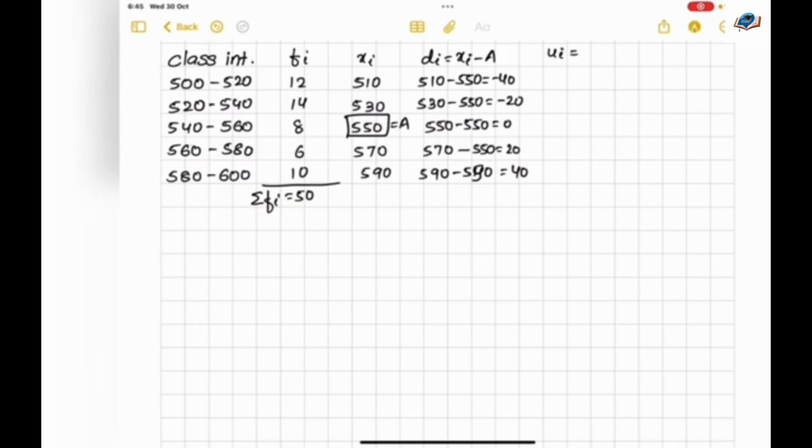Now, the next step is ui, that is either I can say xi minus a upon h, or I can say di upon h. So see, h is the difference of the class interval. So 520 minus 500, so 20. So if I do minus 40 by 20, I will get minus 2. Then same way here I will get minus 1, 0, 1, 2. Now I have to do fi ui. So 12 into minus 2 will be minus 24, minus 14, 0, 6 and 20.